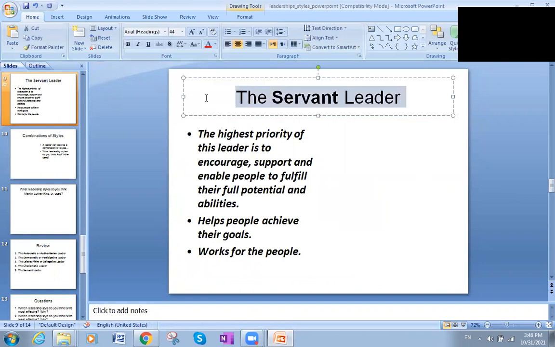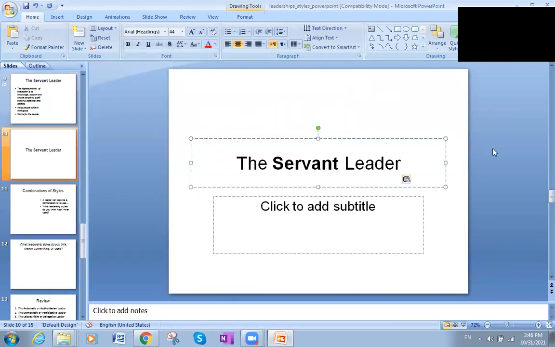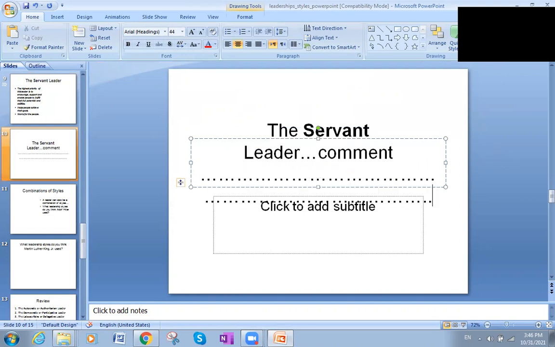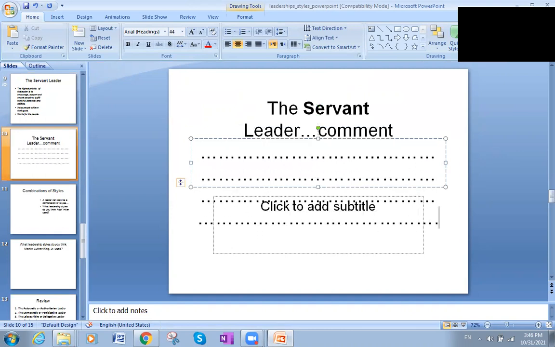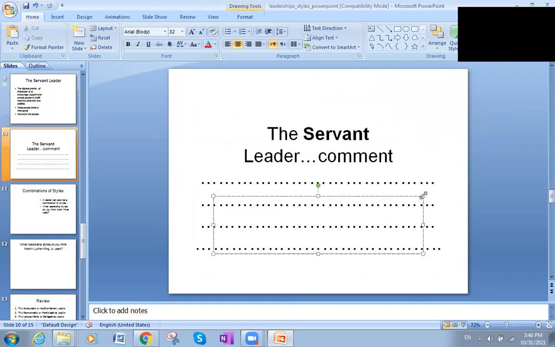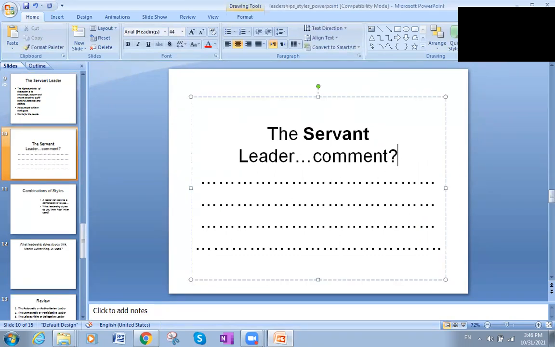Okay, we'll go now for a question. We'll stop here for about 5 minutes: what are the characteristics of this leader? The servant leader, comment. Comment means talk, say what you know about the servant leader. That's the meaning of the word comment. You will say everything about the servant leader. We will stop here for around 5 minutes to have your answers. Thank you.